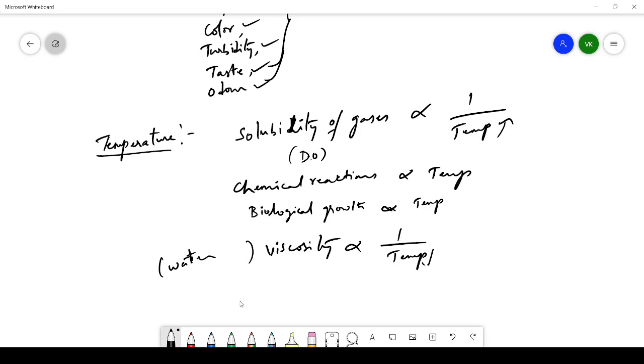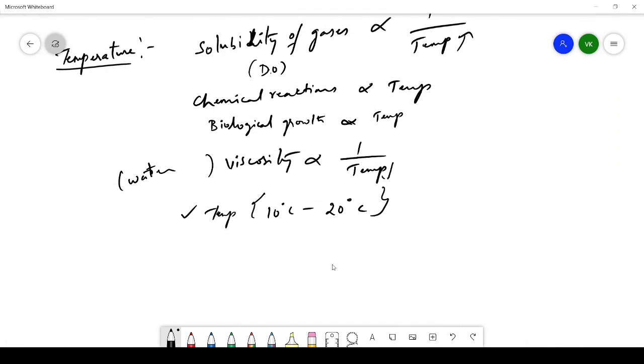For drinking water standards, the temperature should be in the range of 10 degrees to 20 degrees centigrade. If it is between 10 degrees and 20 degrees centigrade, the water is suitable for the distribution. These drinking water standards are given by IS 10500. This gives the drinking water standards.